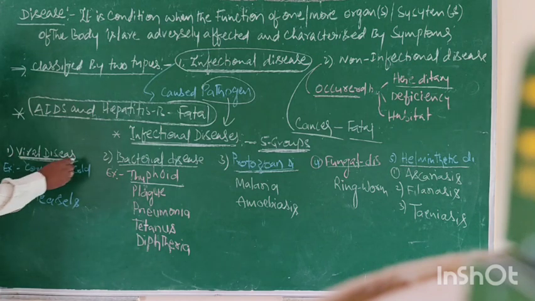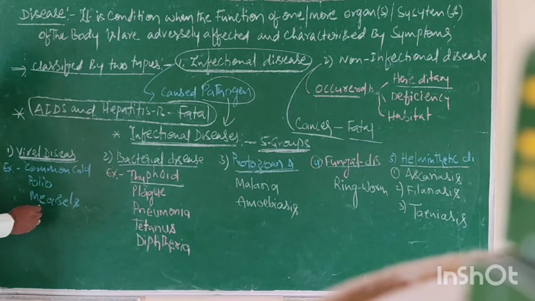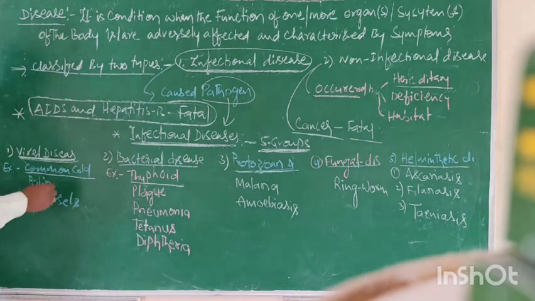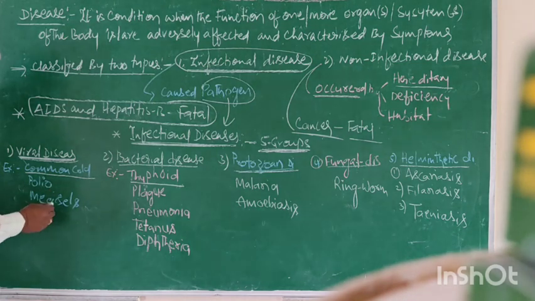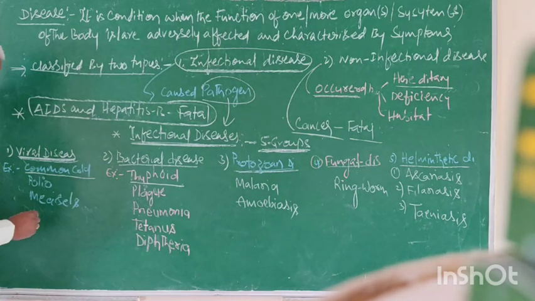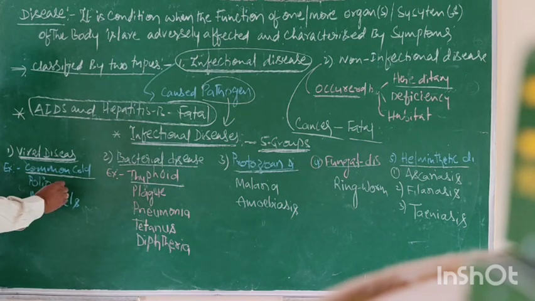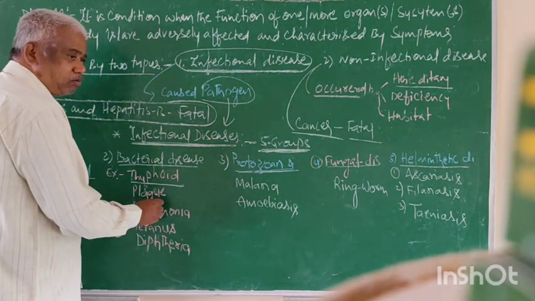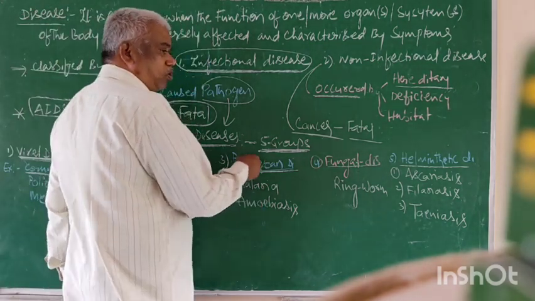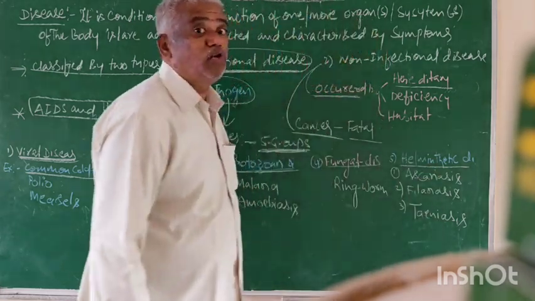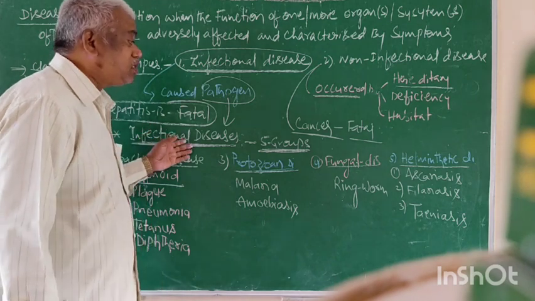Now, viral diseases: common cold, polio, measles. Only the common cold has a clear explanation. Polio and measles are also viral diseases, but there is no need for a clear explanation of them. Just keep in mind which group they belong to. So: three viral diseases, five bacterial diseases, two protozoan diseases, one fungal disease, three helminth diseases. These are the five groups of infectious diseases based on pathogen.